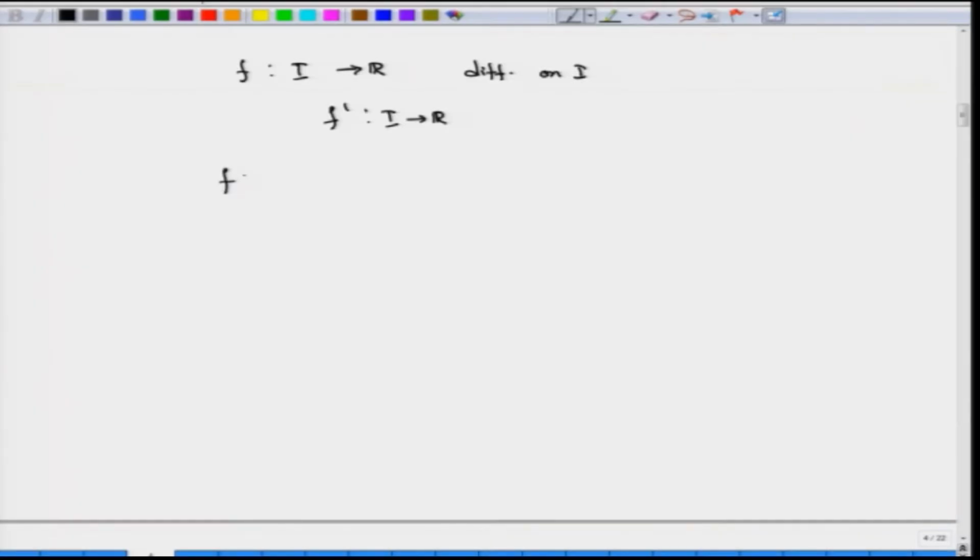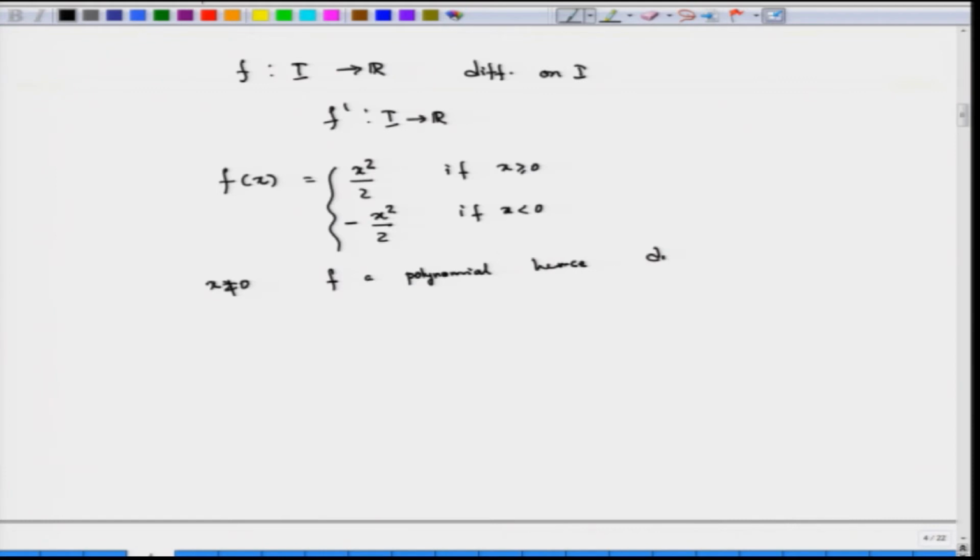So, now let us take, for example, f of x equal to x square by 2 if x is greater or equal to 0, and minus x square by 2 if x is strictly less than 0. Now, of course, for x not equal to 0, f is a polynomial, hence differentiable.